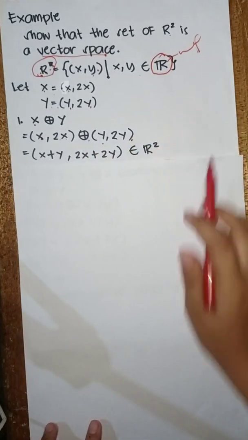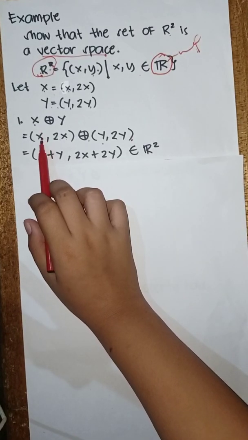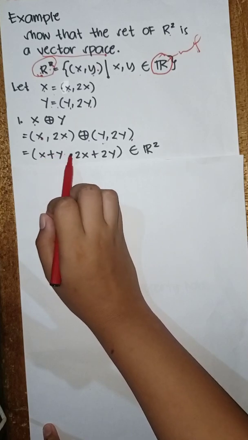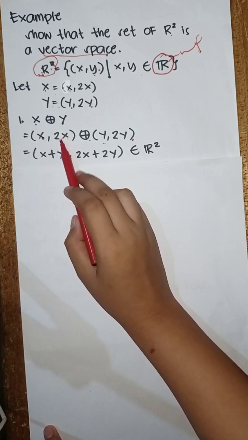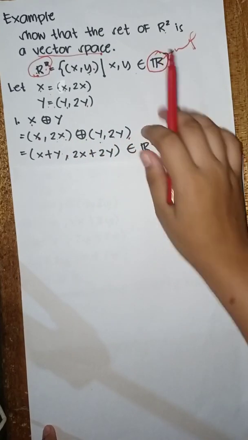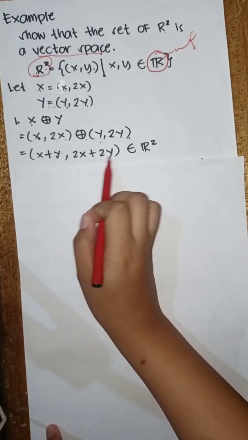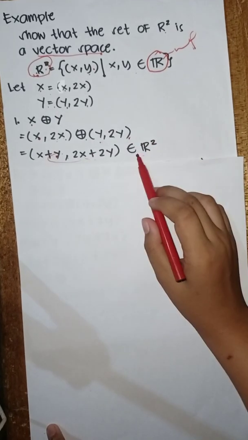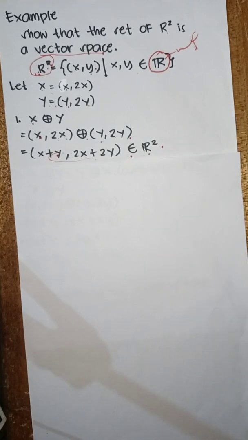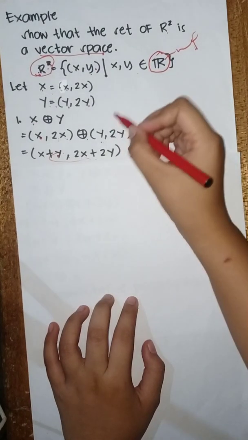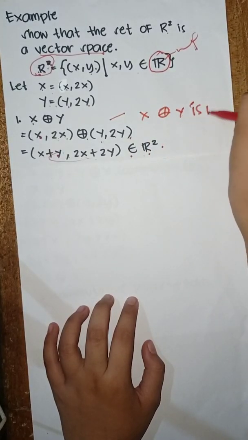And then we're gonna add the first coordinates, the x and the y. So x plus y. And then we're gonna add also the second coordinates of each ordered pair, 2x plus 2y. So now we have x plus y and 2x plus 2y, where these ordered pairs are element of R squared or belonging to R squared. By this, we have satisfied the first axiom, which is x plus y is in V.